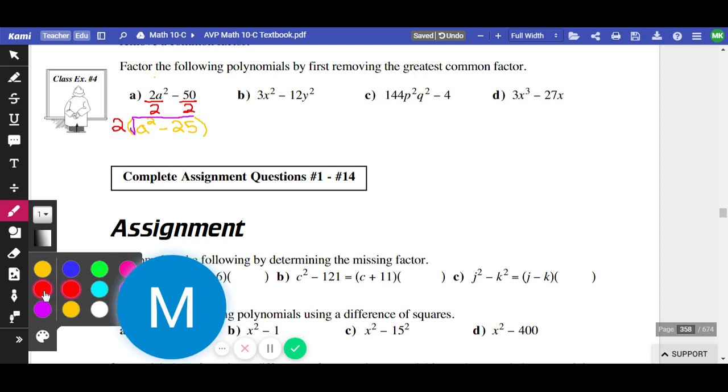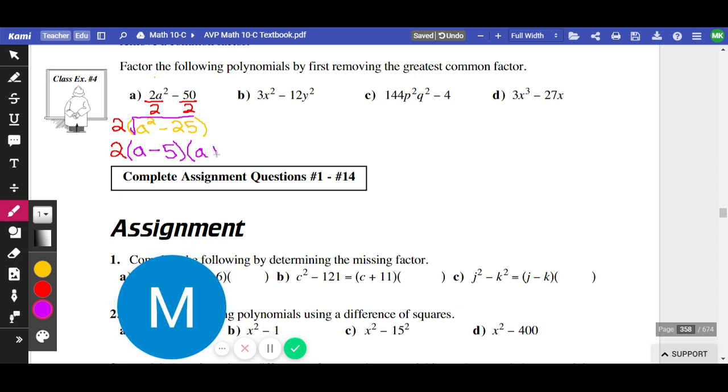So the GCF is still out front. When I square root this, it becomes a minus 5, a plus 5. That's about as hard as it's going to get when it comes to difference of squares. Remove a GCF first, then do difference of squares.